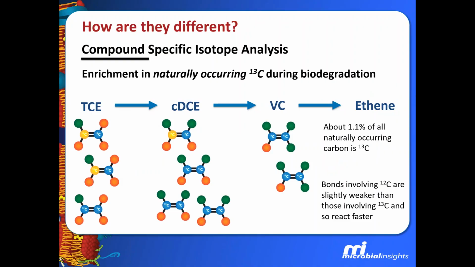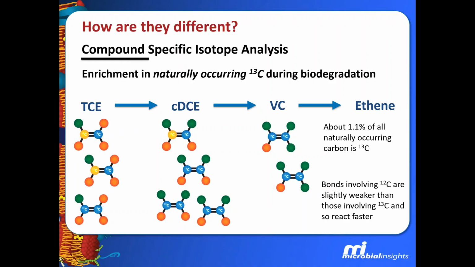Now, compound-specific isotope analysis is quite different. We're not using any probes. There is no artificial source of carbon-13 or non-natural source of carbon-13 that is being added to an environment. We're looking at the naturally occurring carbon-13 in that environment. About 1.1% of all naturally occurring carbon is carbon-13. So any contaminant that you find in a contaminated aquifer, for example, some of that contaminant is going to have a small amount of carbon-13 in it.